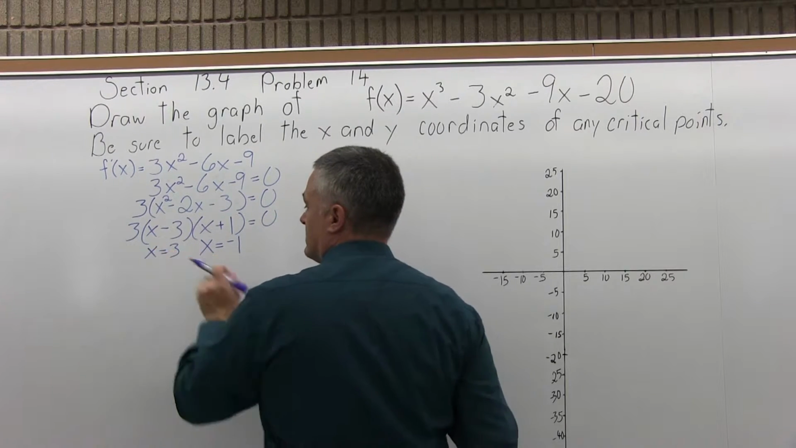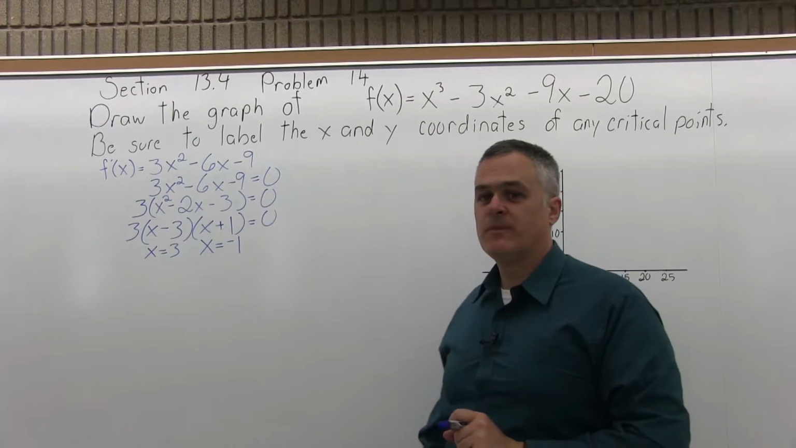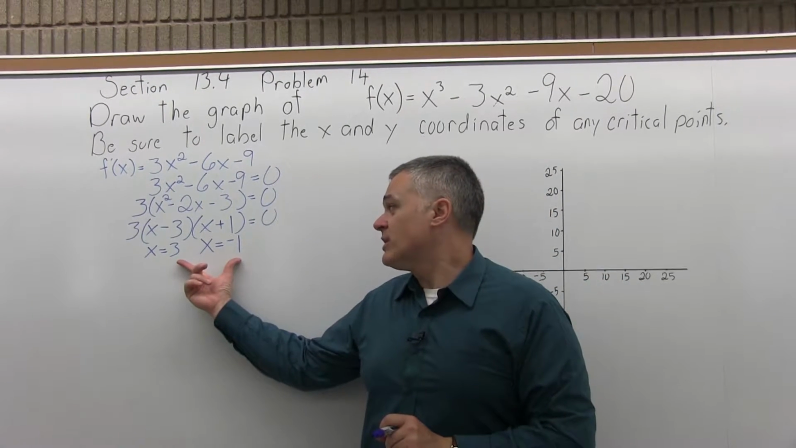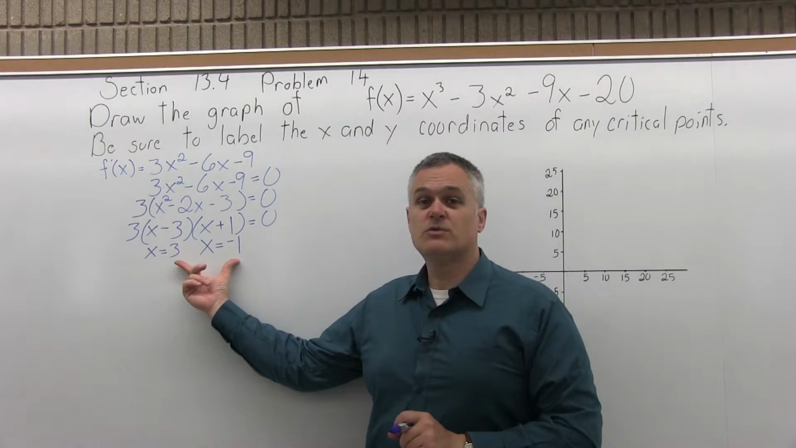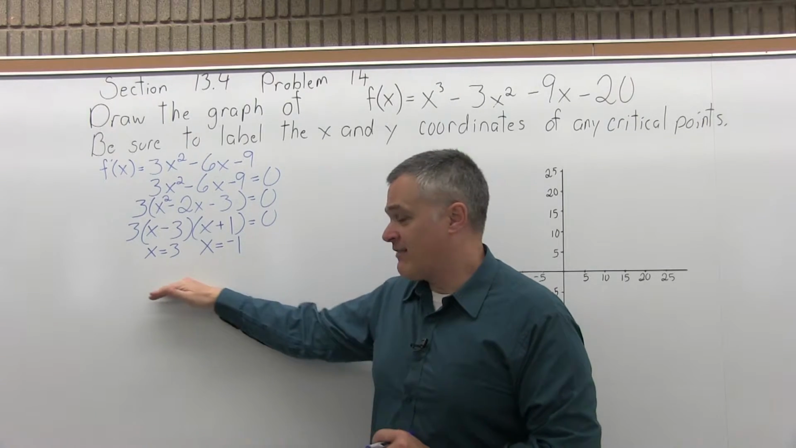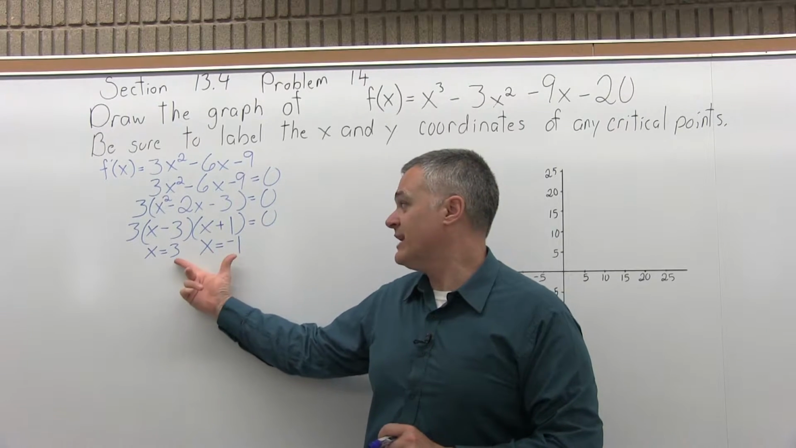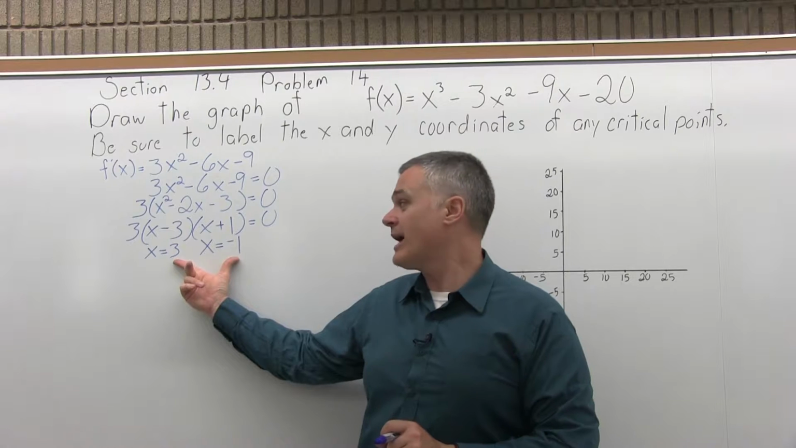So I have 2 answers. X is 3 and x is minus 1. So those are the x coordinates of where I would have a critical spot on my graph, or where I have a horizontal tangent line. So for each one of those, I have to find the y coordinate.